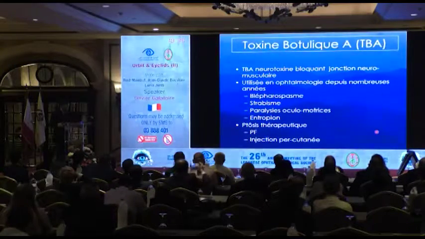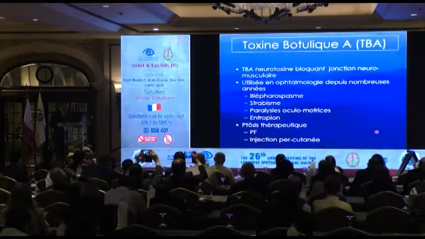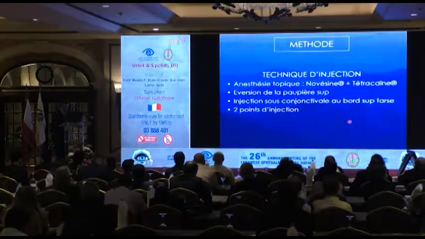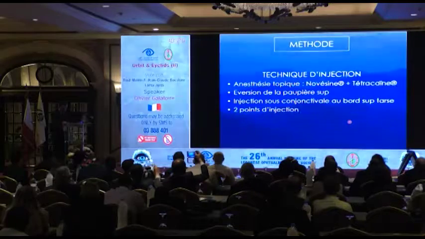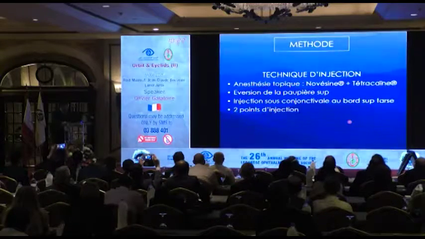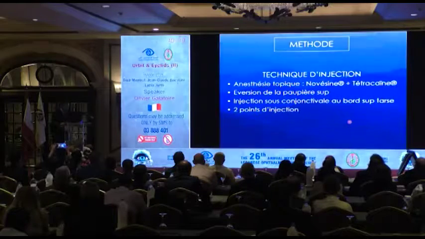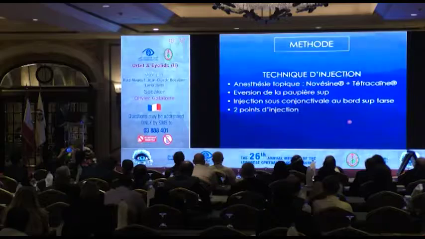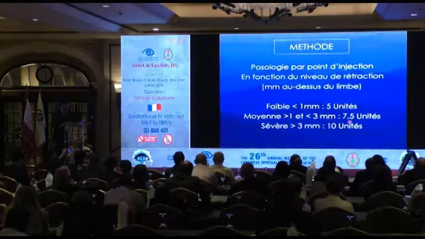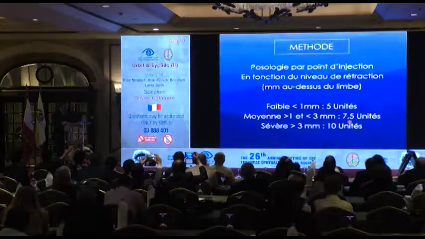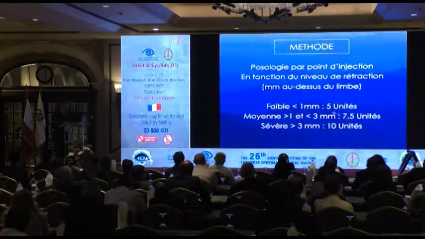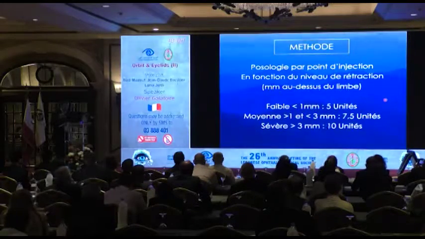Everybody knows Botox has now been used for several years in ophthalmology, from blepharospasm to strabismus, entropion, and eyelid retraction. What's the best technique for eyelid retraction in Graves' disease with Botox? It is done by a posterior approach, with tetracaine or novocaine instillation for topical anesthesia, eversion of the eyelid, and injection at 2 points. The posology, the quantity of Botox, will depend on the level of retraction. For a little retraction of 1 millimeter, about 5 units of Botox.